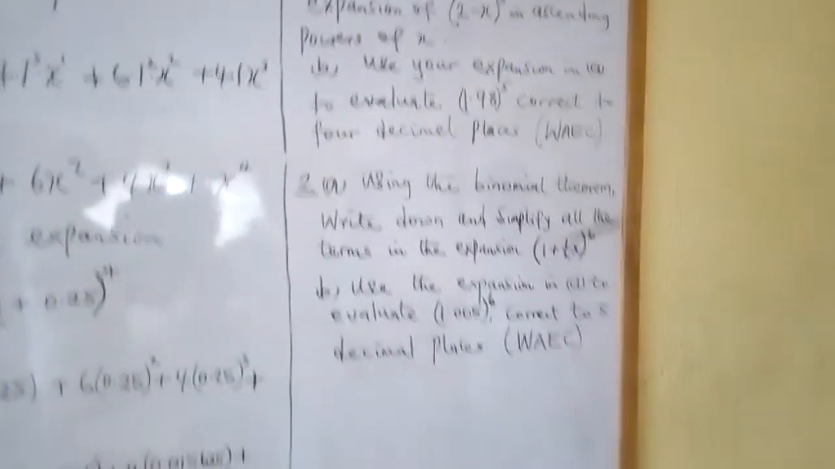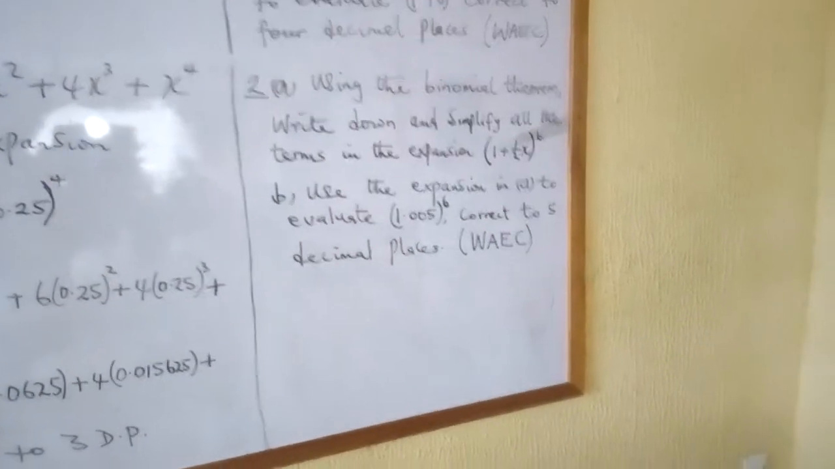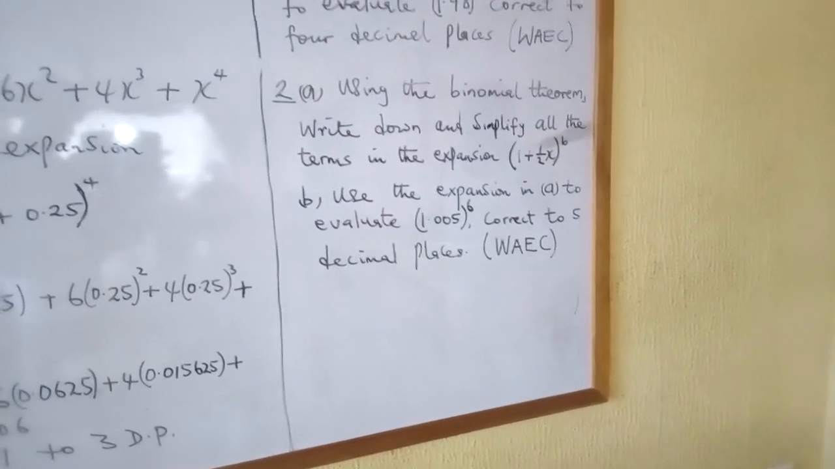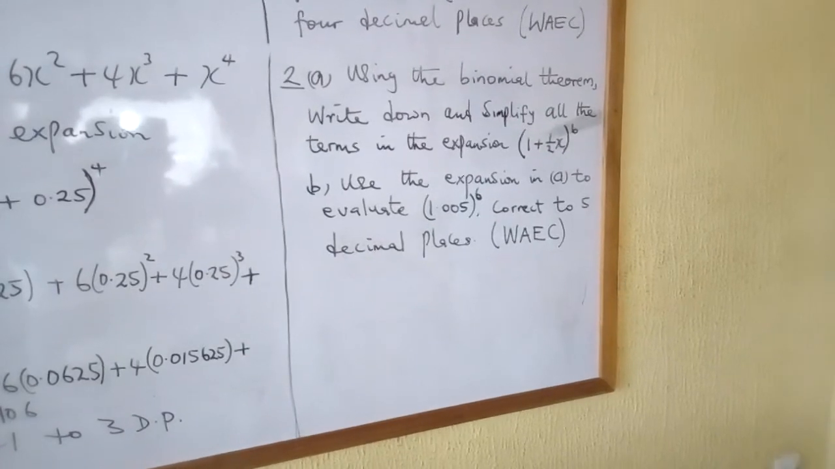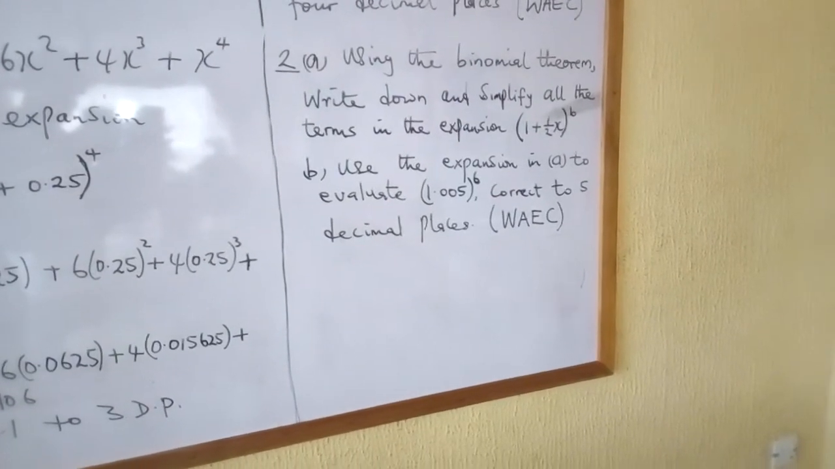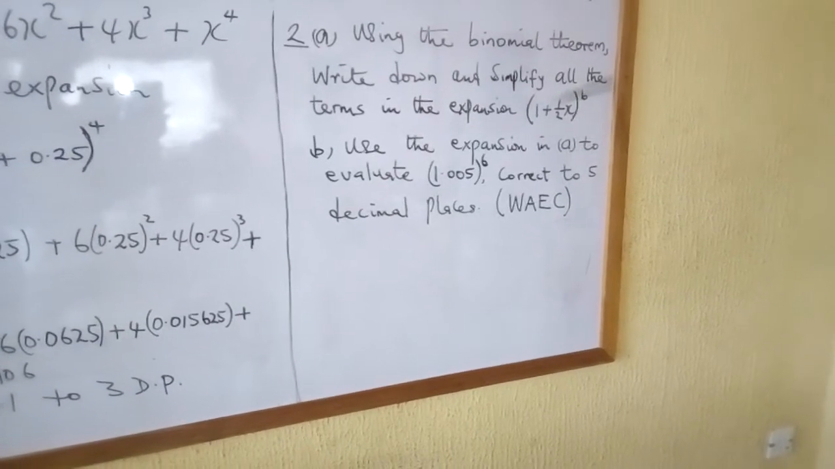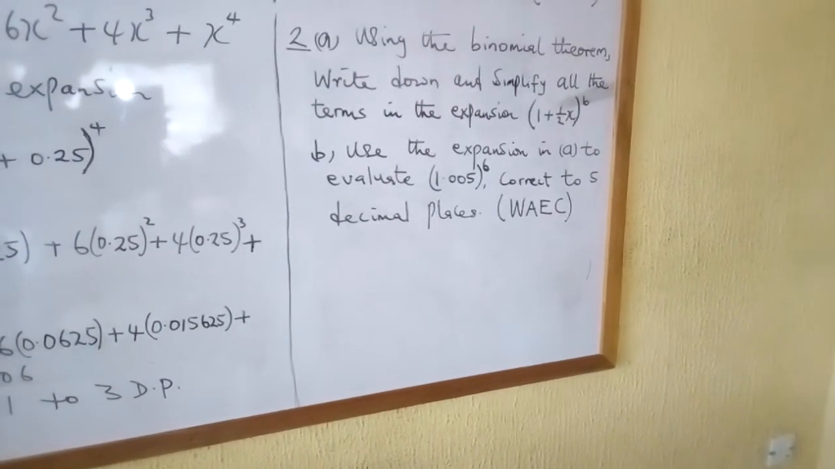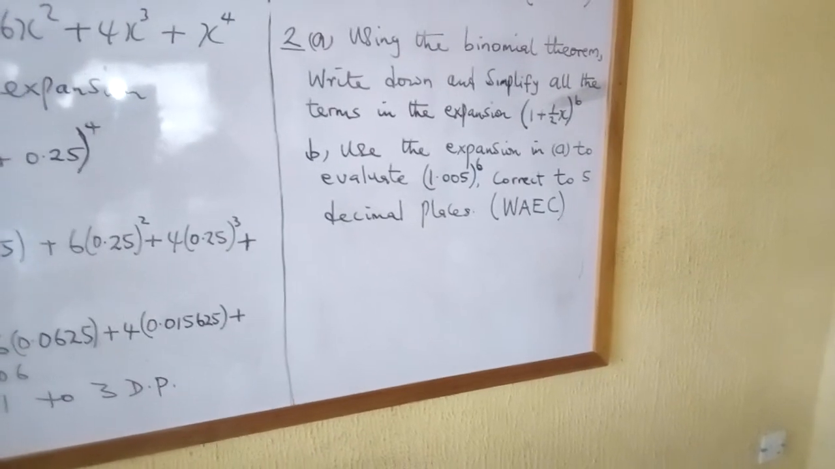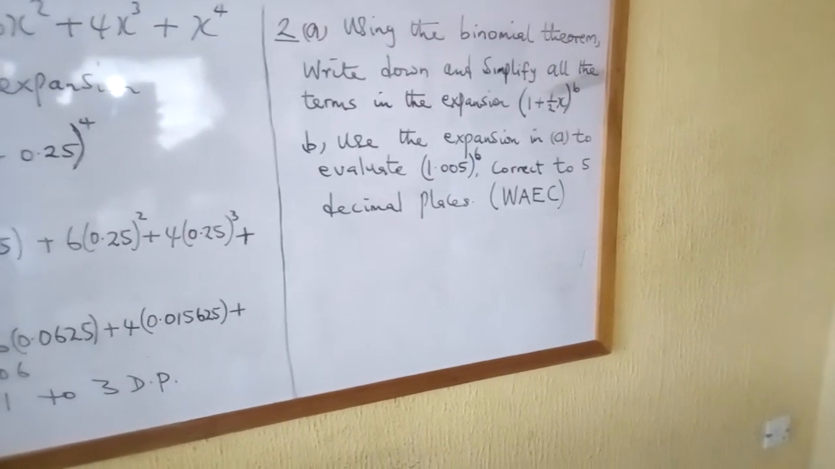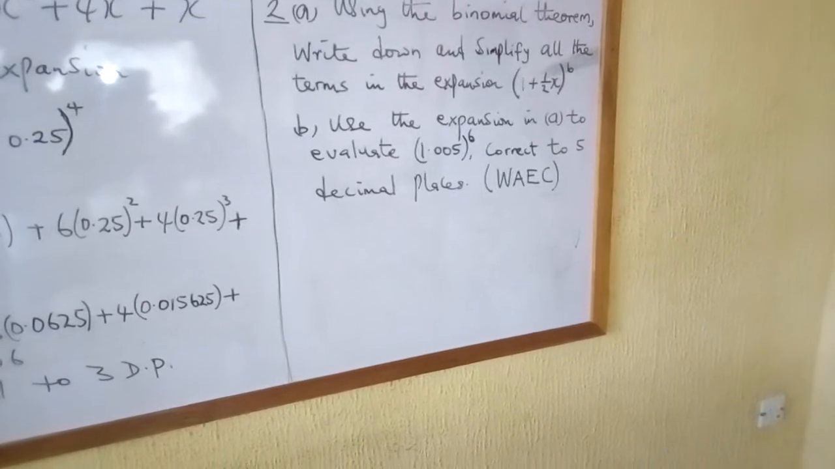Then number 2, A. Using the binomial theorem, write down and simplify all the terms in the expansion of 1 plus half x raised to power 6. B. Use the expansion in A to evaluate 1.005 raised to power 6 correct to 5 decimal places.